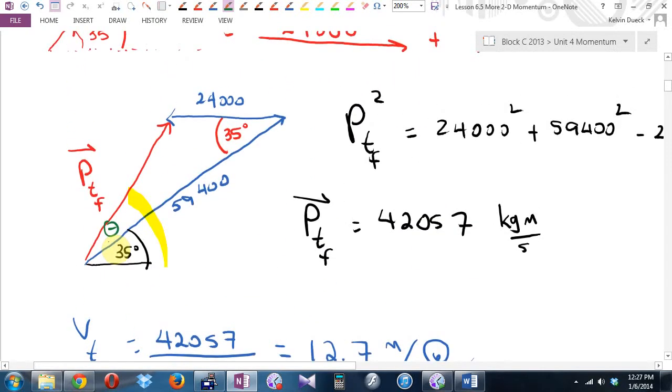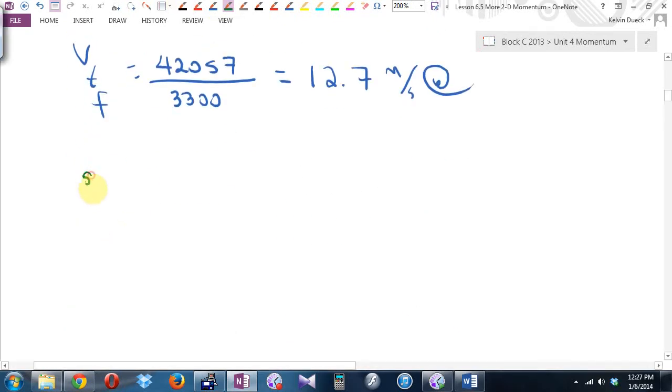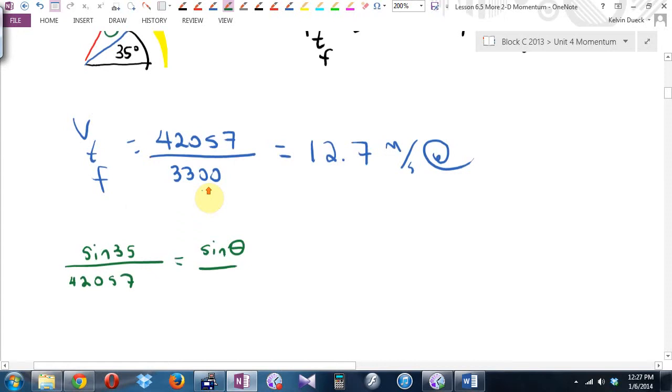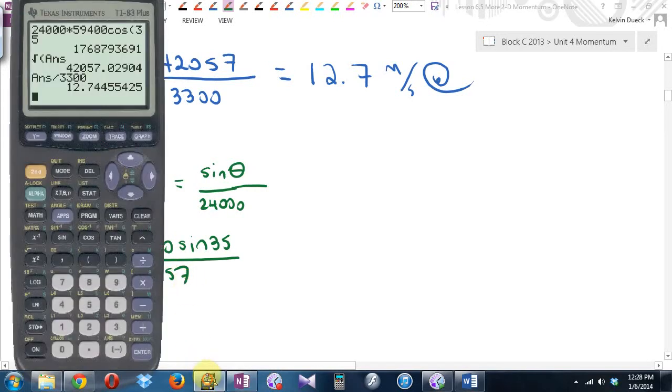How can I find theta? This is a job for the sine law. The sine of 35 over what's across from it equals the sine of mystery angle theta over what's across from it, 24,000. Cross multiply, get the sine theta by itself. In fact, I think we'll get this. Sine theta is going to end up being 24,000 sine 35 divided by 42,057 point whatever.